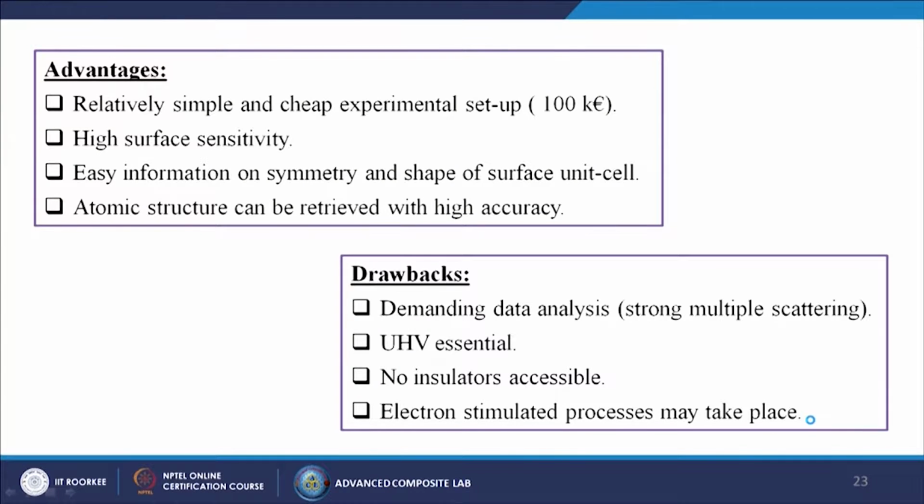What are the advantages? A relatively simple and cheap experimental setup, less than 100k euro, high surface sensitivity, easy information on symmetry and shape of the surface unit cell, and atomic structure can be retrieved with high accuracy. Of course, there are certain drawbacks. What are those? Demanding data analysis, strong multiple scattering, UHV, ultra high vacuum, is essential, no insulators accessible, and electron stimulated processes may take place.